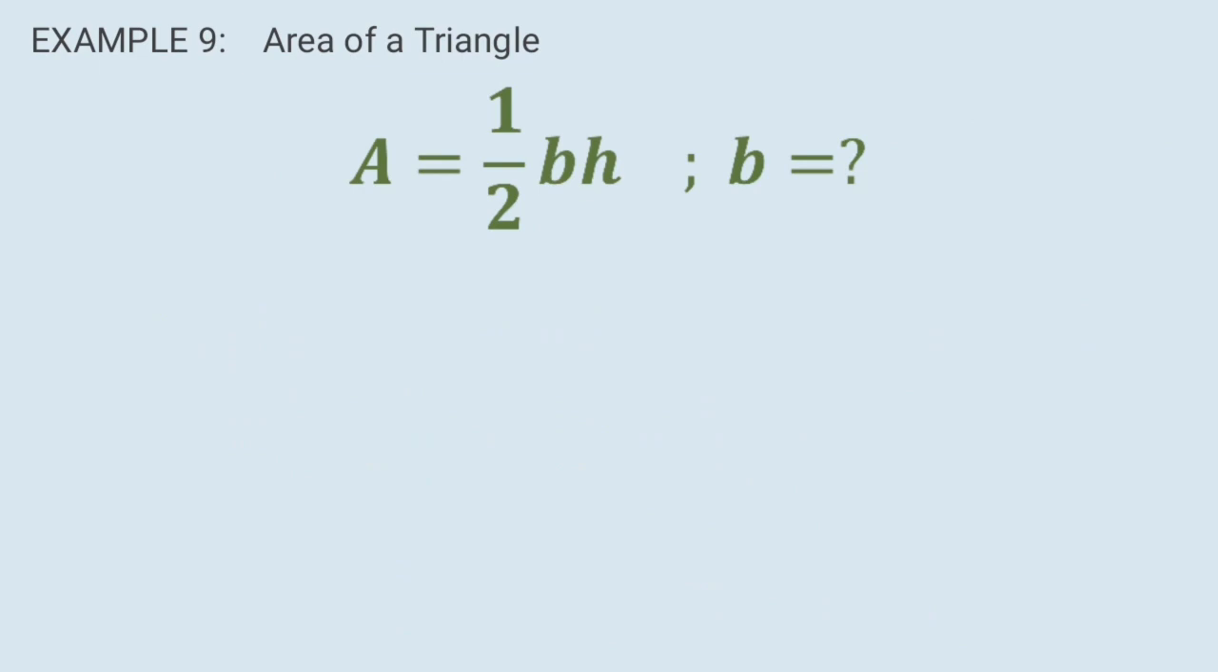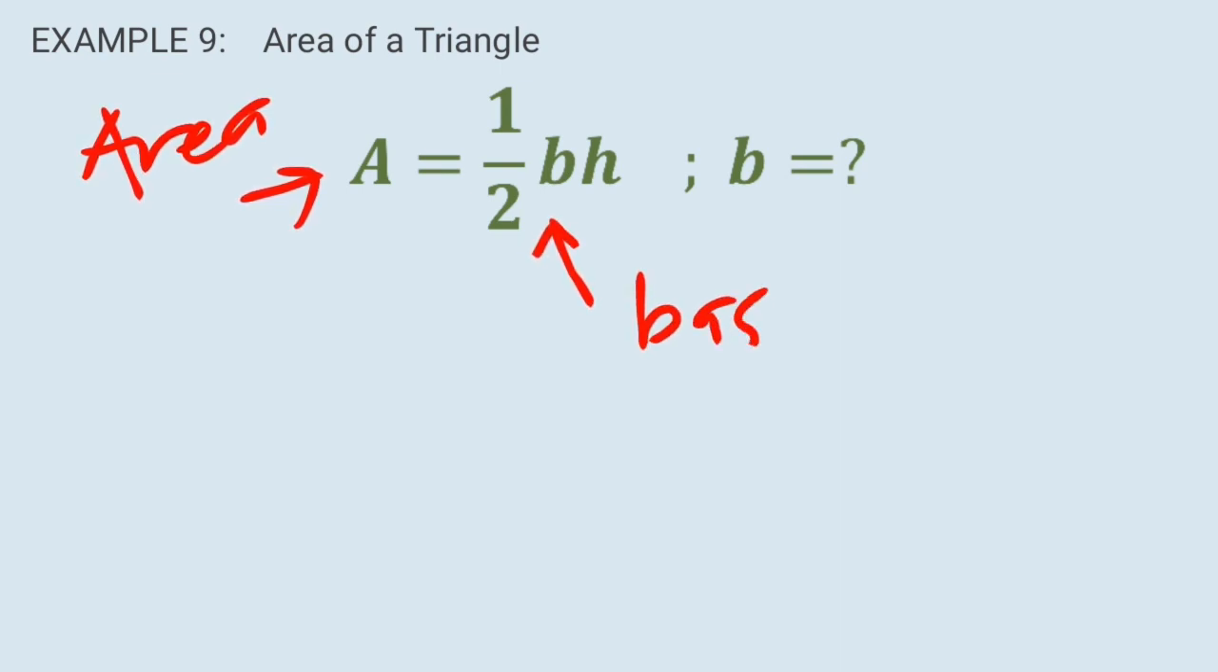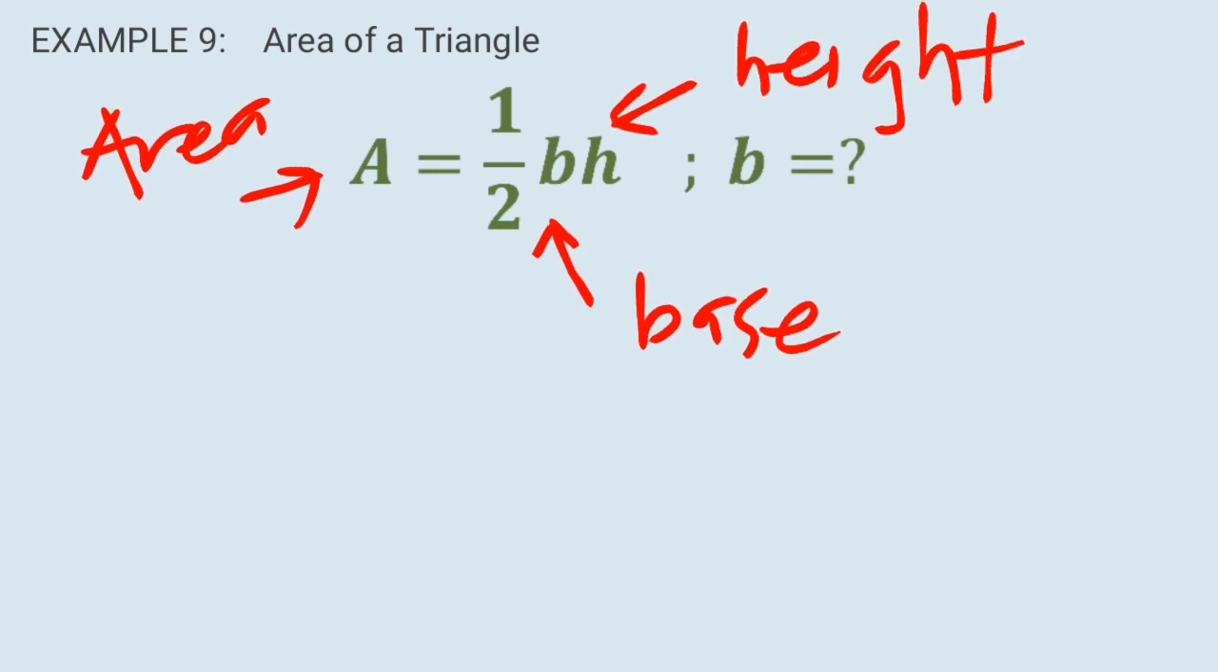For example 9, the area of a triangle, where our A is our area, our B is our base, and our H is our height. Now we are asked what is B. What if the base is missing or unknown?